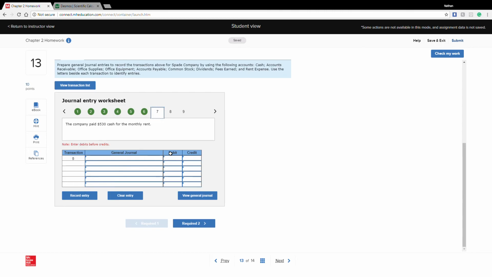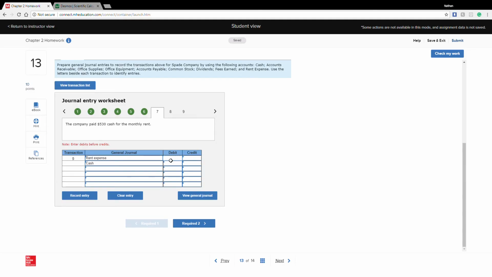Alright, so the company paid $530 cash for monthly rent. So again, we paid cash. So cash is going to be our credit. So we lost ownership of cash. Why did we lose ownership? Well, we had to pay our rent bill. So since we didn't receive any bill before then, it is rent expense.